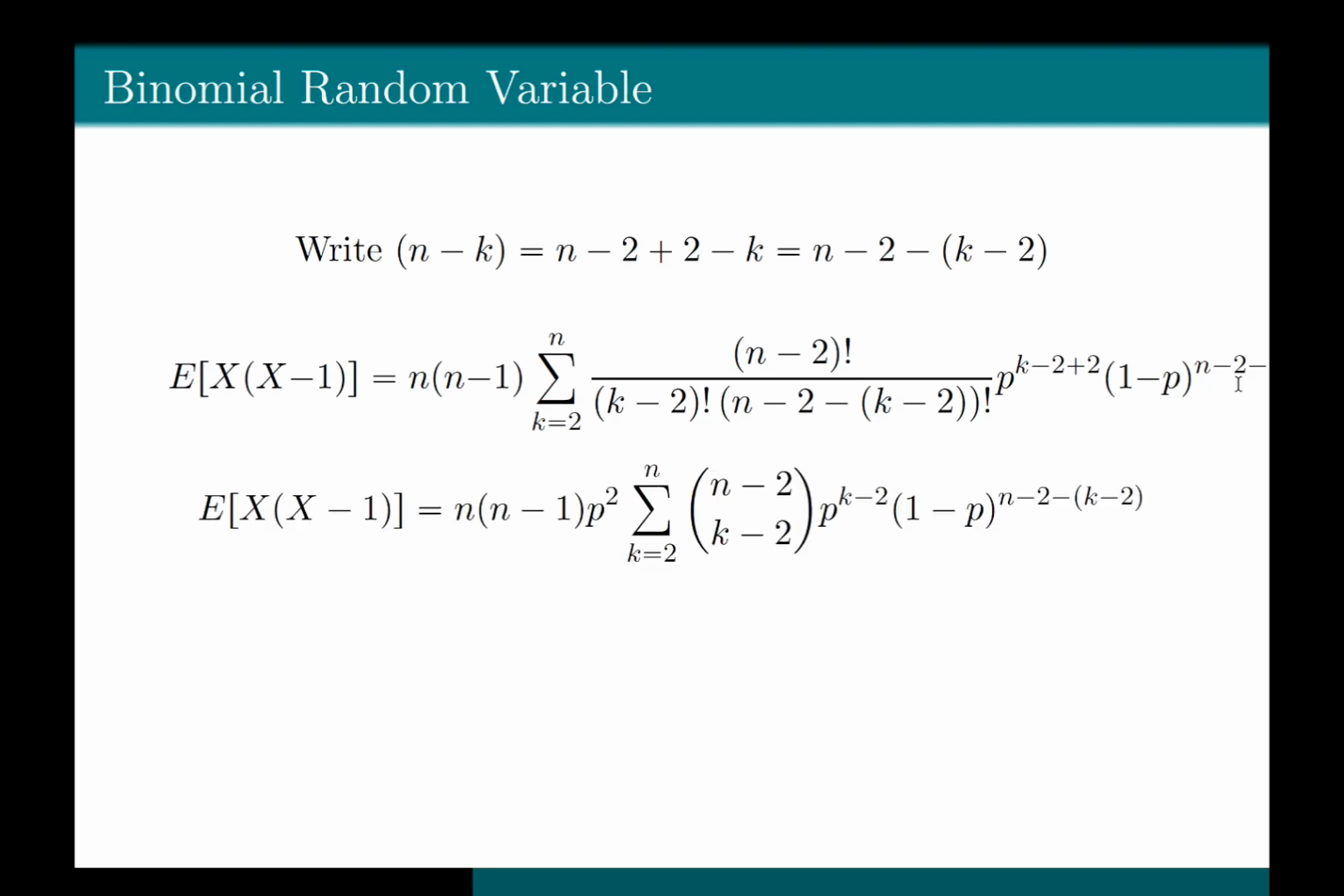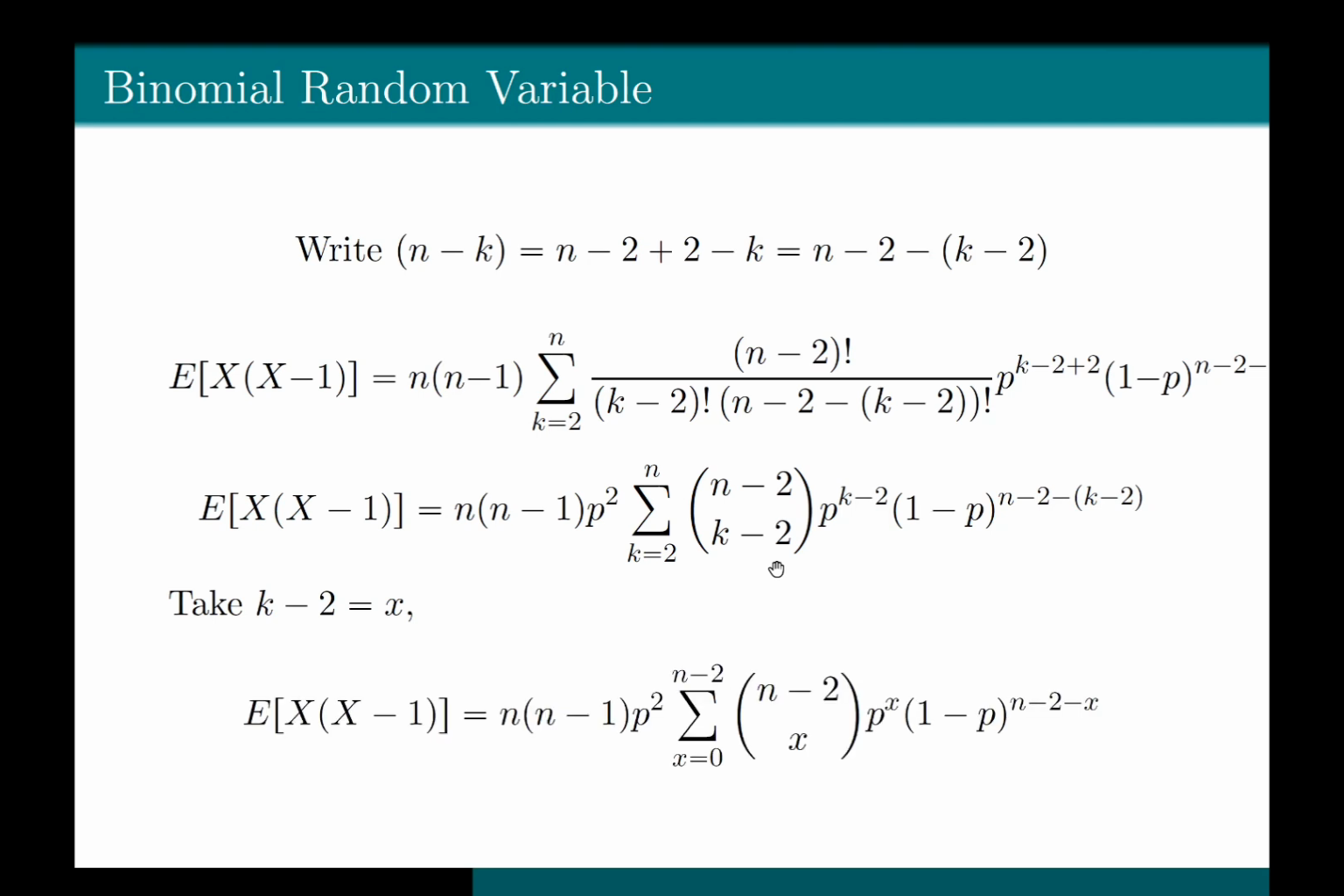Perfect. Now, this n minus 2 factorial divided by k minus 2 factorial times n minus 2 minus k minus 2 whole factorial can be written as n minus 2 C k minus 2. So the compact form of this expression is just n minus 2 C k minus 2. Perfect. Now take k minus 2 equals x. If you take k minus 2 equals x, this expression will become summation n minus 2 C x p to the power x times 1 minus p to the power n minus 2 minus x.